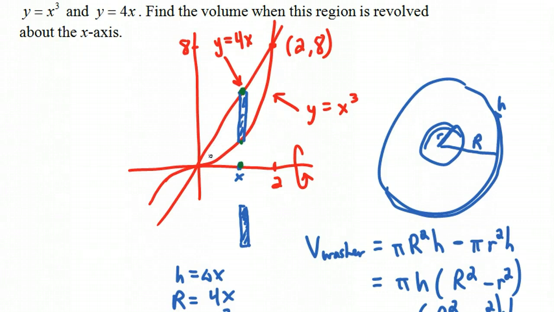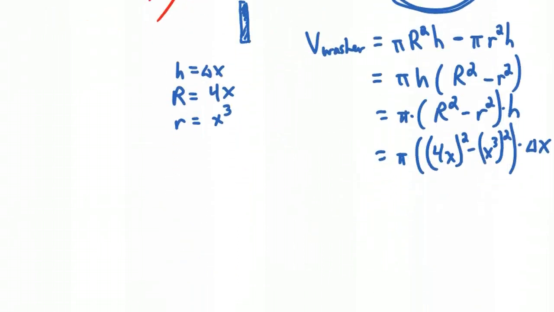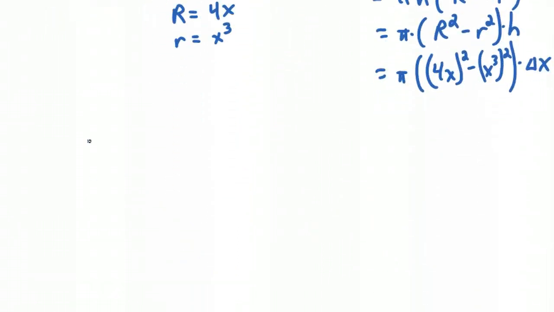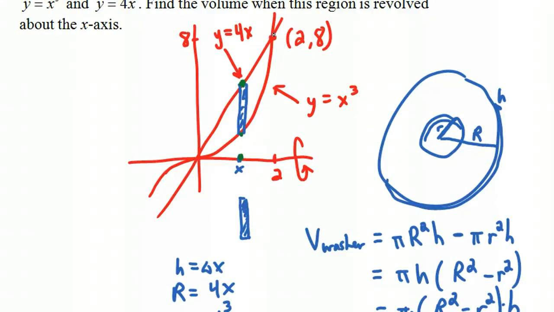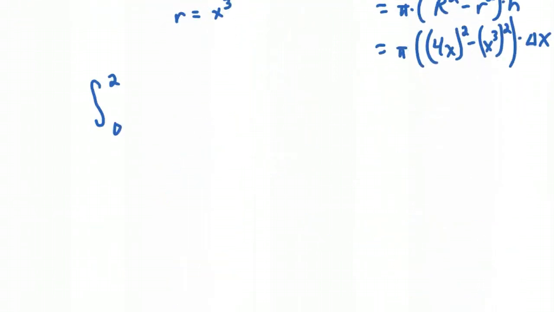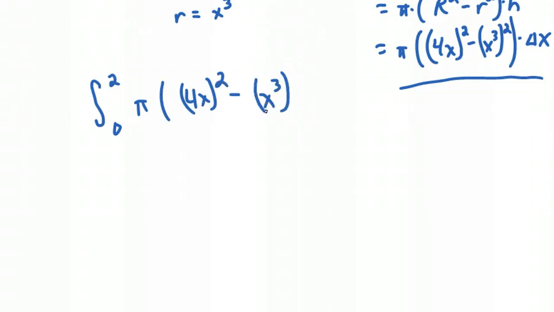You get a better and better approximation if you take more and more rectangles, that is, thinner and thinner rectangles. And if you take the limit as the number of rectangles goes to infinity, you get the exact volume. Taking that limit actually just gives you an integral. If you go back and look at our definition of integral, we're going to integrate from 0 to 2, because 2 comma 8 is the point where they intersect. We're going to go from 0 to 2 of what? Let's go back and look at our formula. We have a pi, we have 4x squared minus x cubed squared, and the delta x becomes the dx. If we calculate this integral, that'll give us the volume of the solid of revolution.